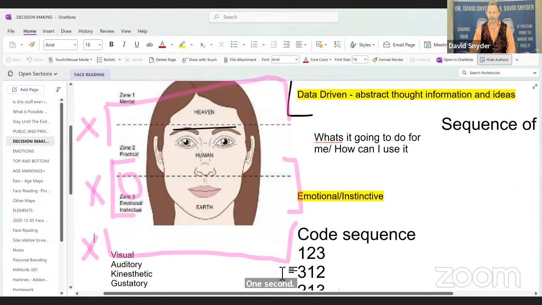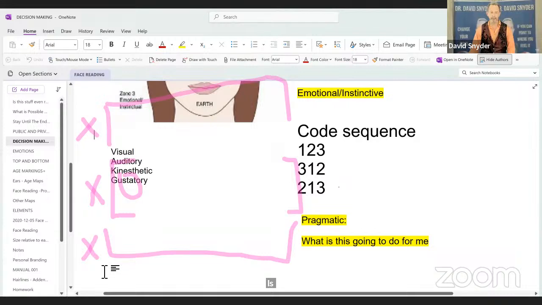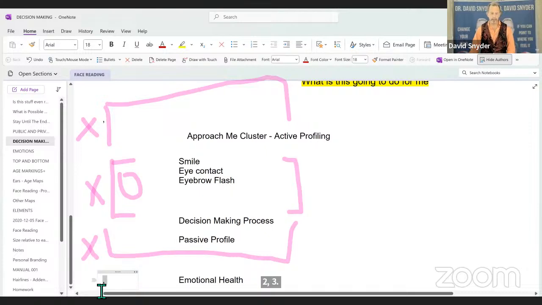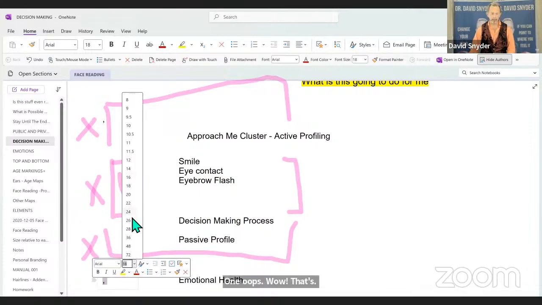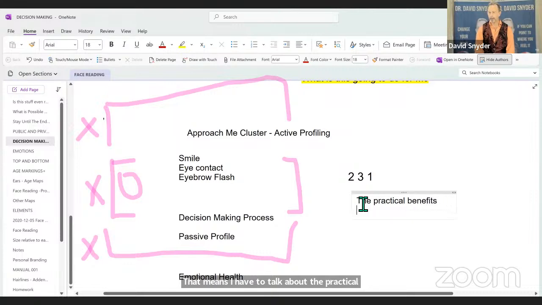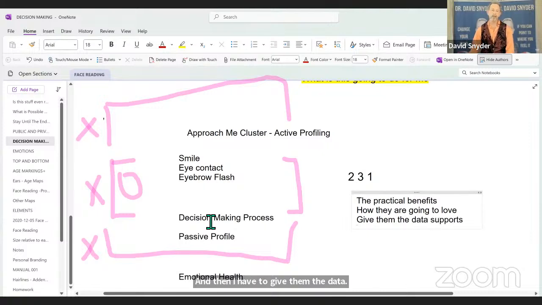is 2, 3, 1. What does that mean? That means I have to talk about the practical benefits. Then I have to talk about how they're going to love it. And then I have to give them the data that supports my claims.